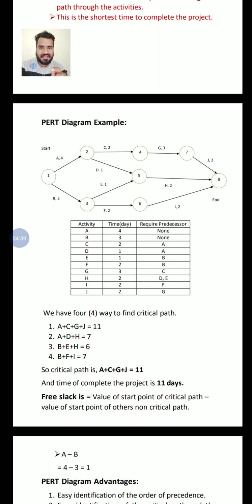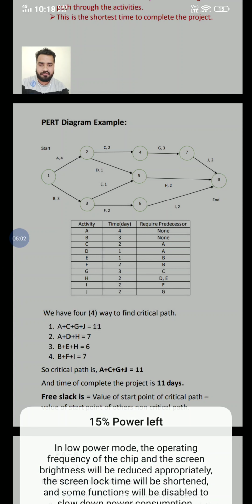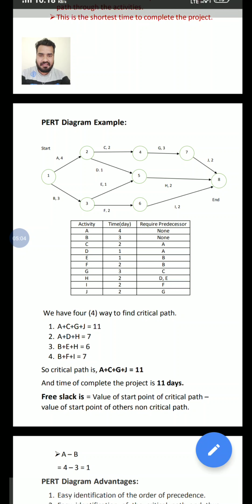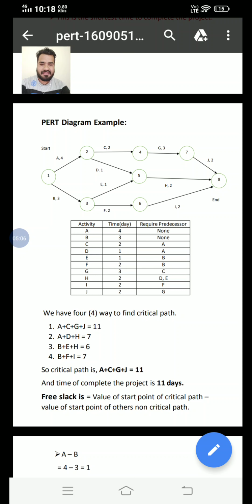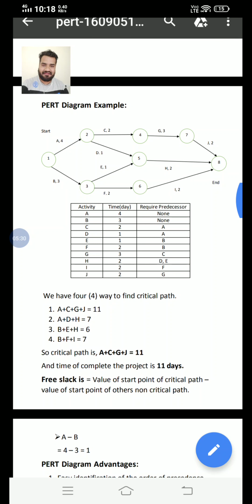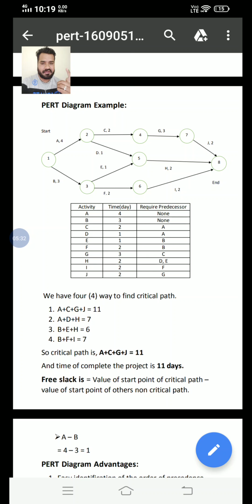The first activity is A, and the time required is 4. Then we have C, then G, then J. So the time required to complete A is 4, plus the time required to complete C is 2. Then the time required to complete the G activity is 3. Then the time required to complete the J activity is 2. So 4 plus 2 plus 3 plus 2 is equal to 11. So it is the first path. It is the first way to find a critical path.